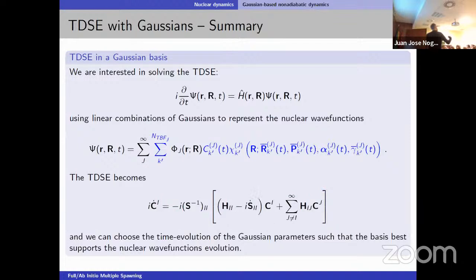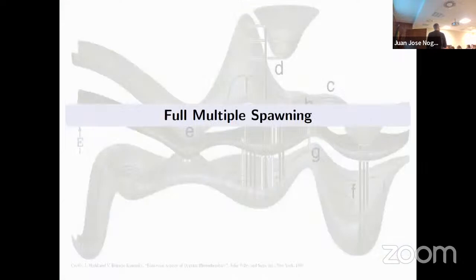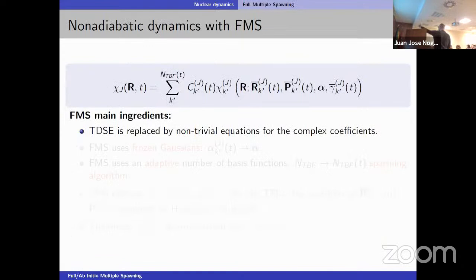And what we said is that we can have this Gaussian function move, so the center of the Gaussian functions move, in different ways. The one we will be interested in here is called full multiple spawning, and you will move this Gaussian classically. So how does that work? Well, the first idea here, I'm going to just make a list of the different things that we're going to do for this full multiple spawning, and then I will just drive you through the different points.